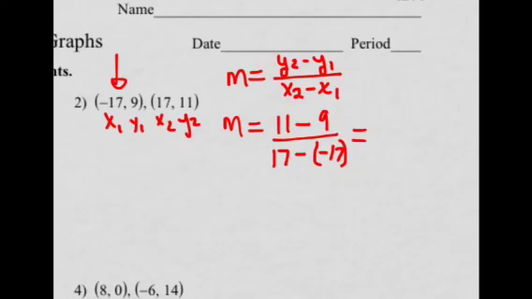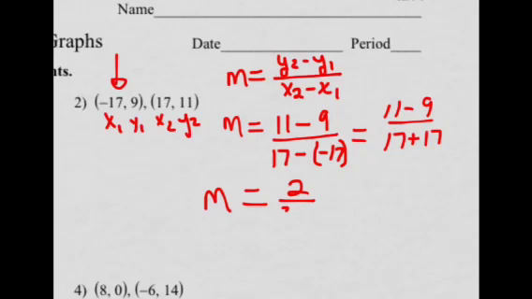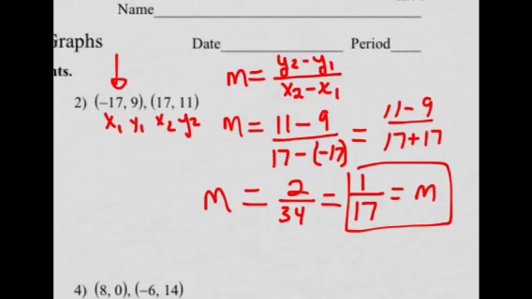And before we simplify, let's clean this up. 11 minus 9 over, subtracting a negative isn't really subtracting, is it? It's adding in disguise. So let's change it to an addition just to make life easier on ourselves. And now, 11 minus 9 is 2. 17 plus 17 is 34. And we can reduce this. 2 divided by 2 is 1. 34 divided by 2 is 17. Our slope is 1 over 17.